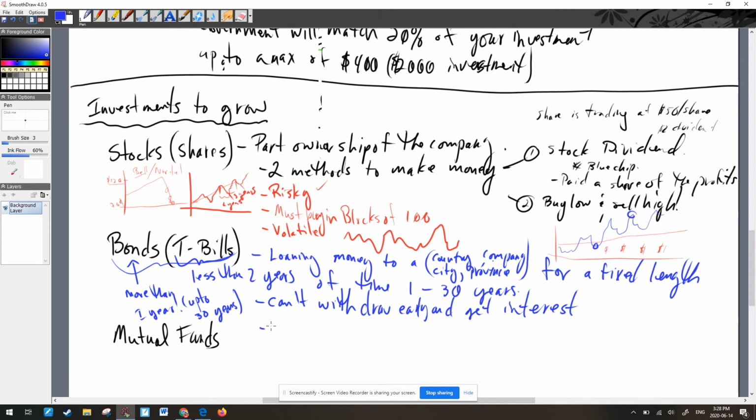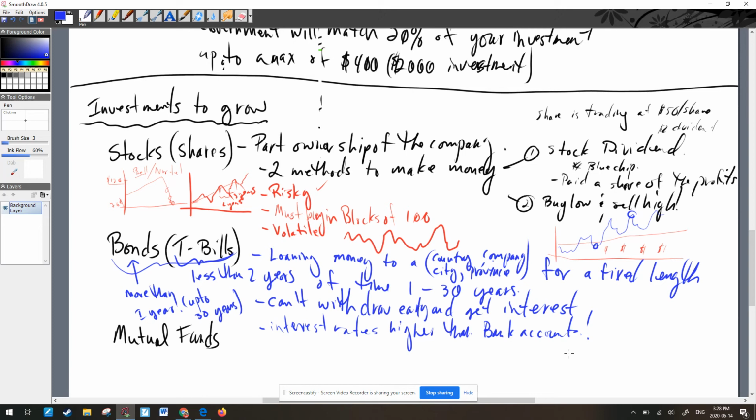Okay, so interest rates are very much higher than bank accounts. Okay, so it is higher than a bank account.